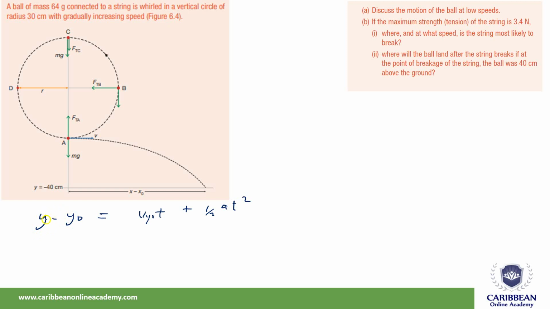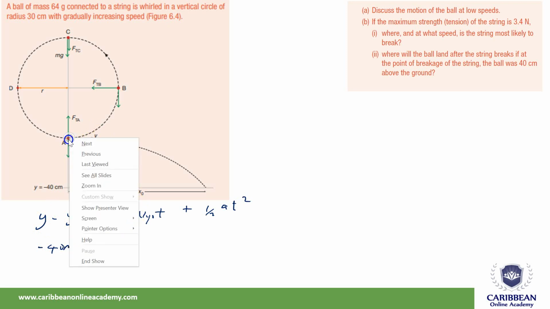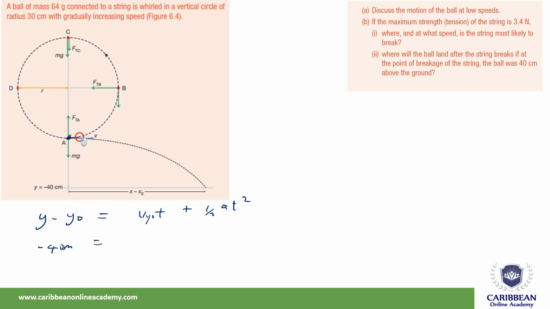We identified that our overall change in displacement is going to be negative 40 meters, and because the object at this point is moving, the velocity of that object is purely horizontal. What it tells us is that there is no initial vertical velocity. So our Vy naught is going to be equal to 0, plus a half at squared. A in this case is going to be our acceleration due to gravity, which is given to us as negative 9.8, times t squared.